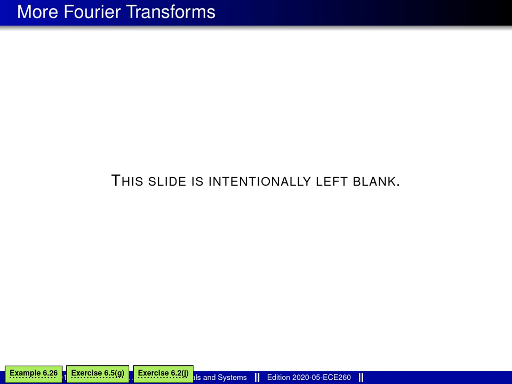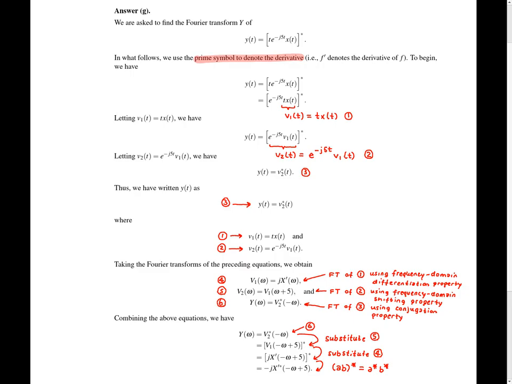The next example I'd like to consider is exercise 6.5g. In this example, we're asked to find the Fourier transform big Y of the function little y, where little y is given by this particular equation here, and little x is an arbitrary function. Now when we look at this equation, we can see that we're probably going to need to use at least three different properties of the Fourier transform.